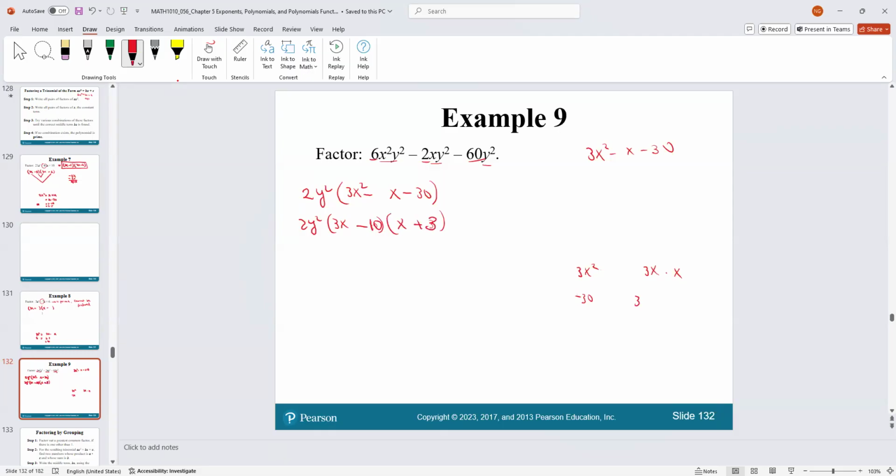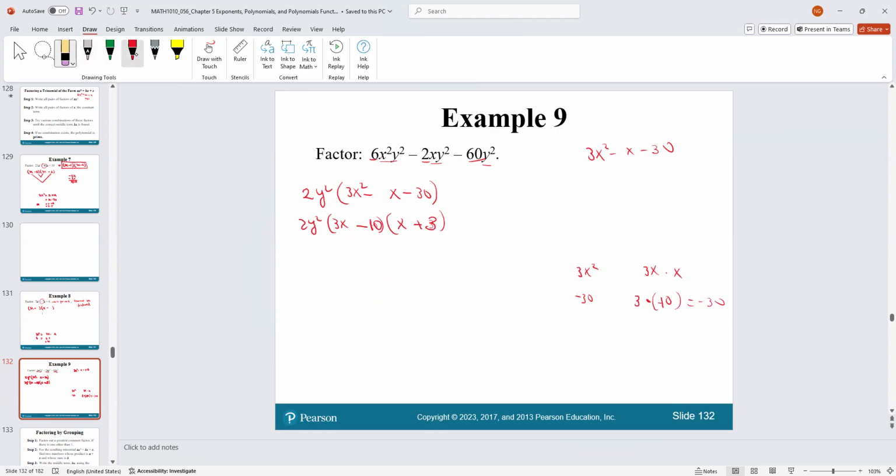When you multiply these two, it gives you -30. But remember what we said about the pair rule. The sum of the product of the outside, like 9x, plus the sum of the product of the inside, -10x, gives you bx, -x. So that's why we conclude this is what we're going to have.